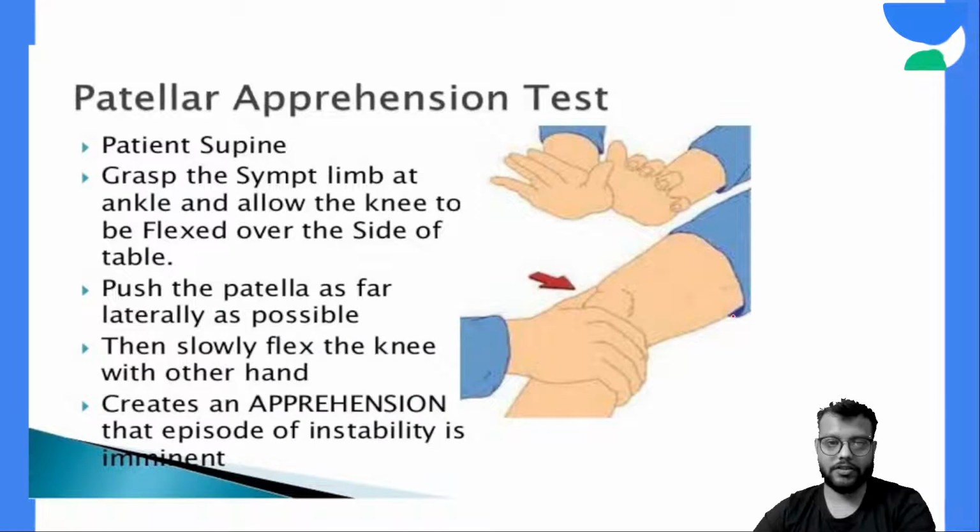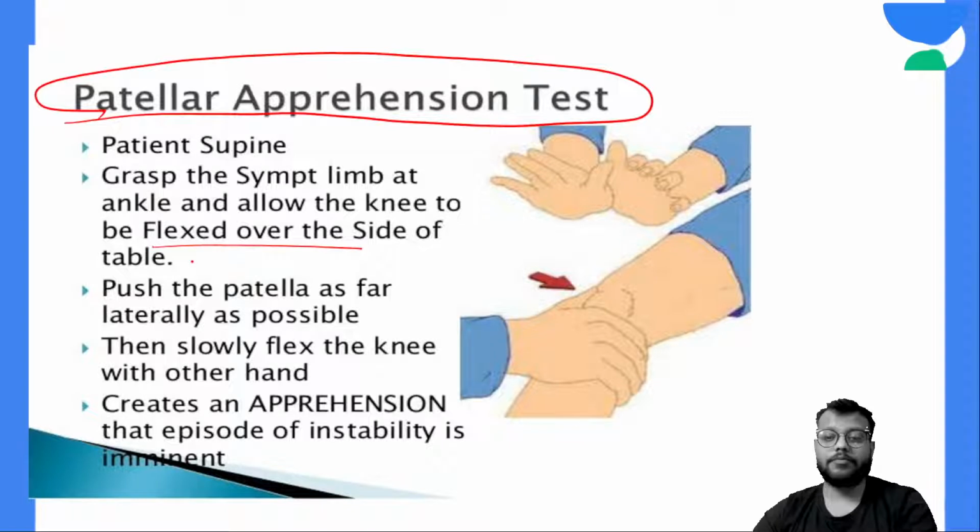Remember this is important, and this is your patellar apprehension test. This is how you do it. In the supine position you flex the knee over the side of the table, and then you slowly flex the knee and extend, and then if you have a pain, that is apprehension test positive. It points towards the instability of the knee joint, generally the patellar dislocation etc.